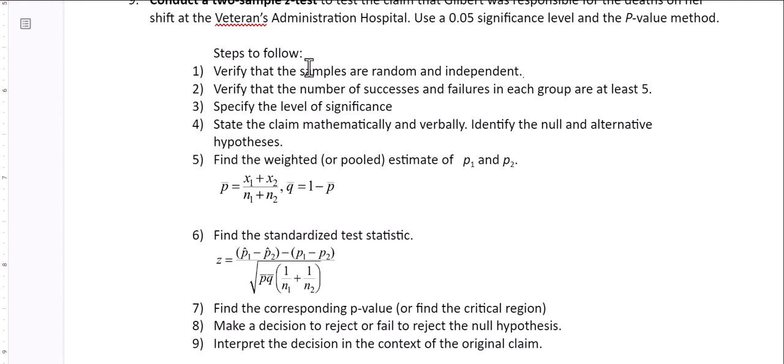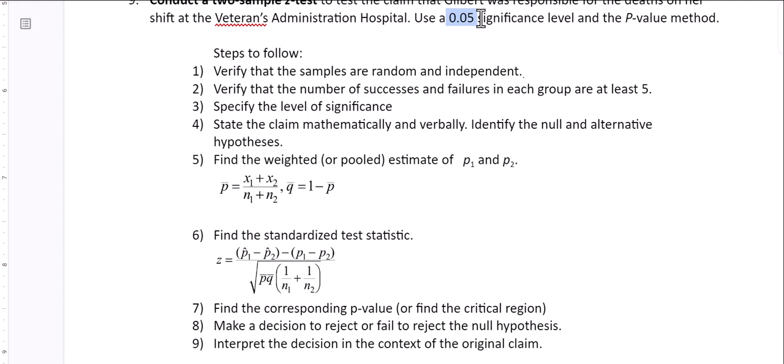We're still going to verify that the samples are simple random and that they're independent. We still need to verify that our sample meets the criteria of the central limit theorem. In this case, that is that the number of successes and failures in each group is at least 5. And the level of significance, we know, is given to us as 0.05.